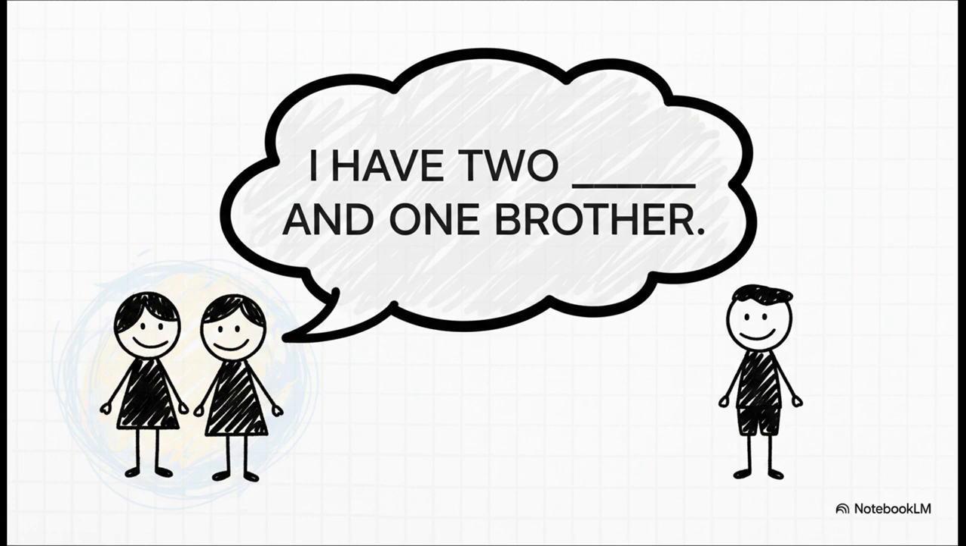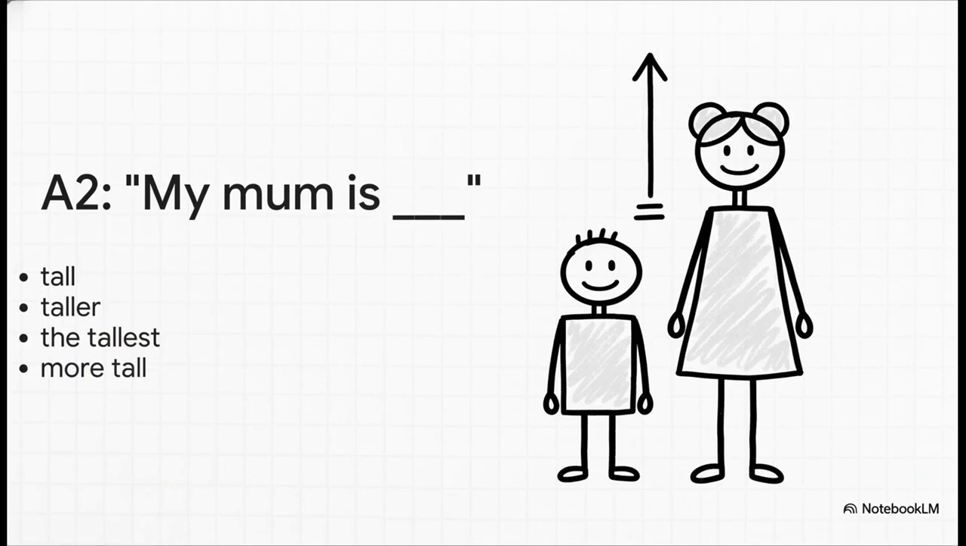Got it? The answer is sisters. At the A1 level, it's all about those fundamentals, like knowing basic plurals. Since the sentence says 2, well, you need the plural form sisters. Simple as that.